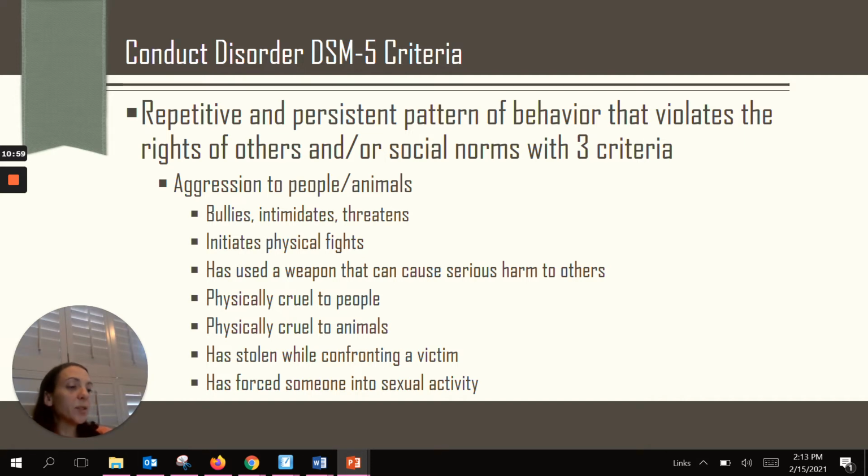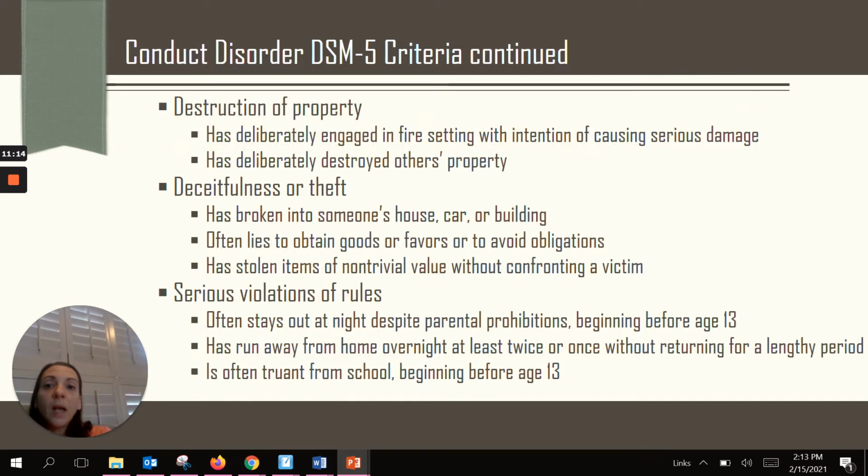Bullies, intimidates, threatens, initiates physical fights, has used a weapon that has caused serious harm to others, physically cruel to people, physically cruel to animals, has stolen while confronting a victim, has forced someone into sexual activity. Destruction of property: has deliberately engaged in fire setting with intention of causing serious damage, has deliberately destroyed others' property.